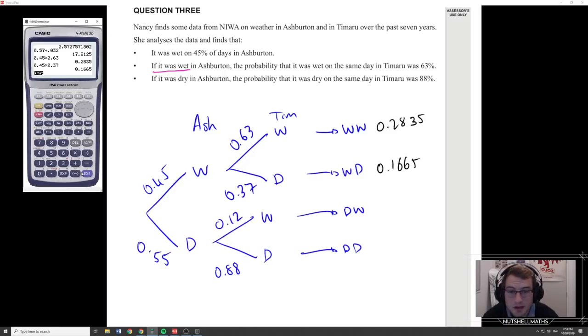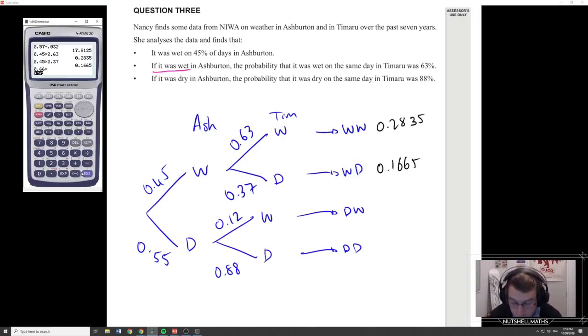How do we get the 0.37? We've just subtracted it from 100%, since it's 100% that it's wet or dry. So if we know that it's 63% wet, then the rest must be 37, which is 100 minus that, or 1 minus that. Okay? Let's keep calculating.